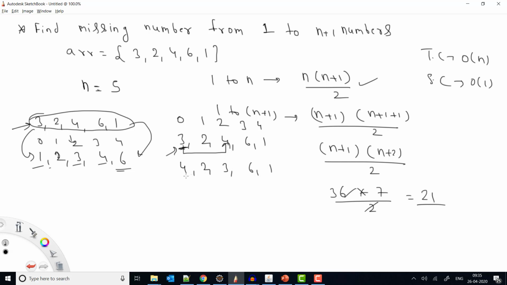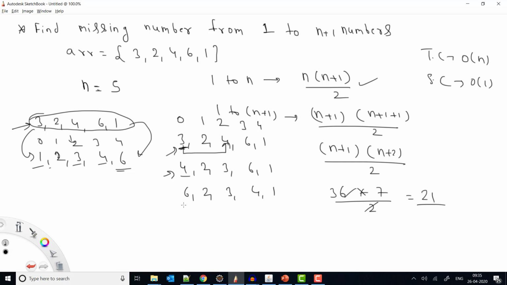Now because we swapped the value, my i will still be here. Now this is 4. What is the correct position? The correct position is the third index. Again, because this is not equal to i plus 1, I will swap the value with that one. So it will be 6 2 3 4 1.